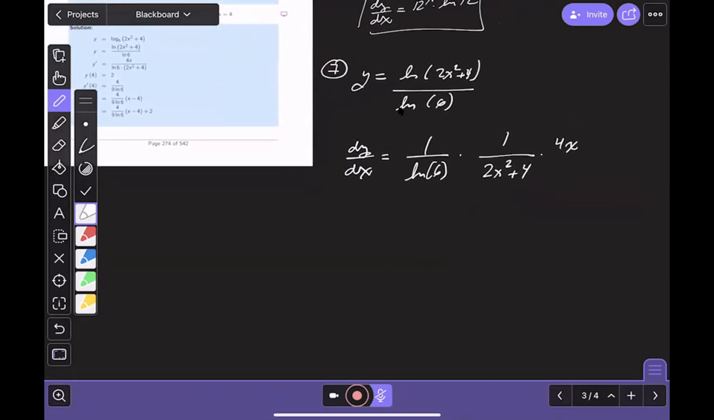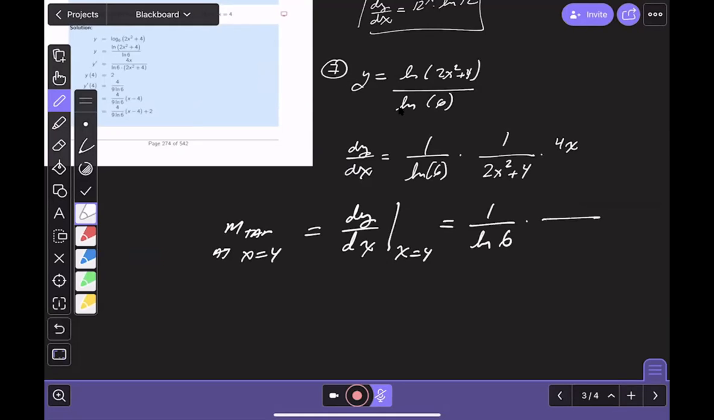All right. So they want to know the equation of the tangent line where x equals 4. Well, I'd like to know what the slope is at 4. So that's going to be the slope. It's going to be m tan at x equals 4. I need that. And what do you get over there? Well, 1 over the natural log of 6 times, oh boy, I guess I've got to do some arithmetic here, right? So 4 times 4 is 16. That's the top number. The bottom number is going to be what? Well, if I thought about that, 2 times 16 is 32. 32 plus 4 is 36.